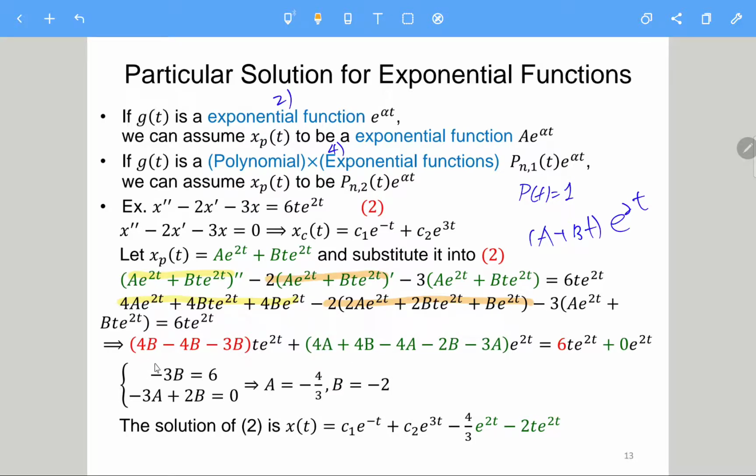So we have 4b minus 4b minus 3b, which is minus 3b, equals 6. And then also we have 4a cancel, so we have minus 3a plus 2b equals 0. With two unknowns and two equations, we can solve for a and b, which means that xp is minus 4 over 3 exponential 2t minus 2t exponential 2t, which is these two terms. The complete solution is the complementary solution plus the particular solution.